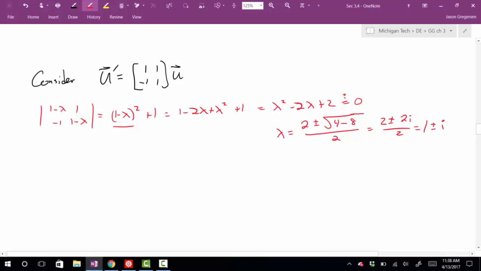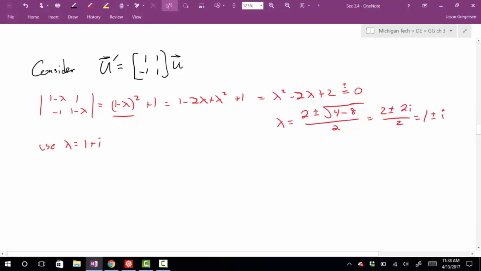So now I'm going to use the first one, lambda, 1 plus i, to find my eigenvectors. I'm going to plug it into A minus lambda I times my eigenvector equals 0. Once again, I'm using z because we're dealing with complex stuff now. That's the notation for complex values here. When I plug this in, you've got to be careful with signs. This is 1 minus lambda. 1 minus the quantity 1 plus i. 1, -1, 1 minus the quantity 1 plus i. Okay. Times z1, z2 equals 0, 0.